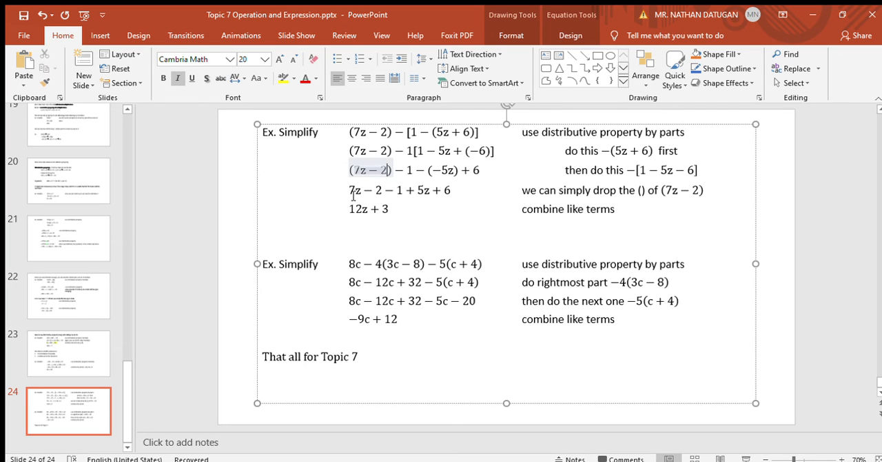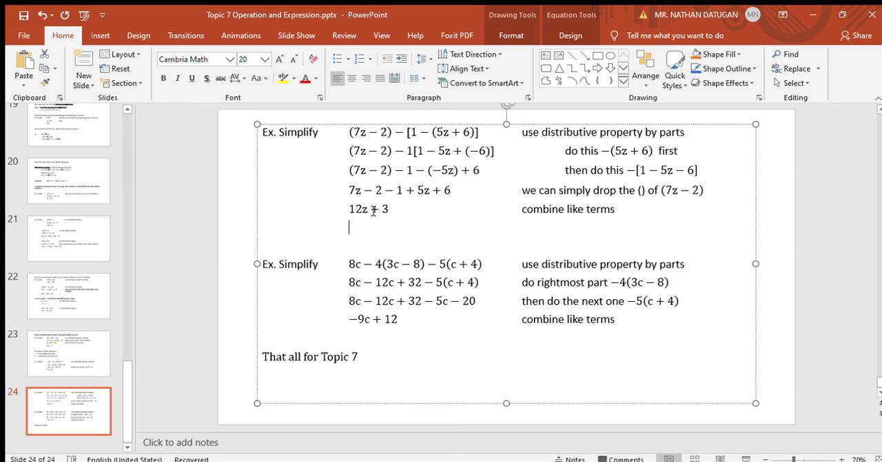So now our new expression is 7z minus 2 minus 1 plus 5z plus 6. Again, this part we did the subtraction rule. If you don't know how we went from this to this, we did the subtraction rule. If you don't know what the subtraction rule is, go back to topic 6, that's signed numbers. We talked about the subtraction rule on that part.